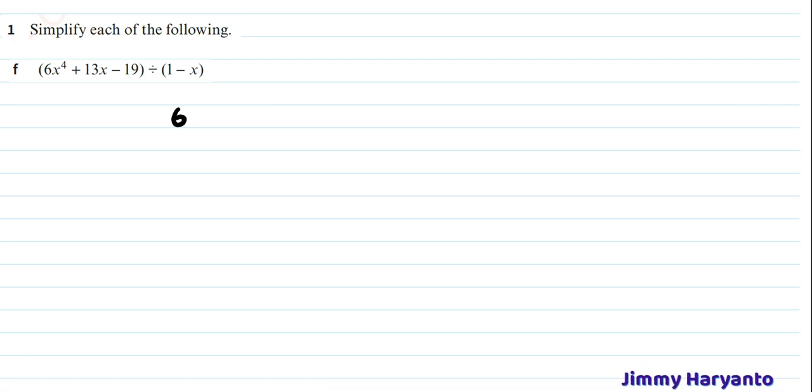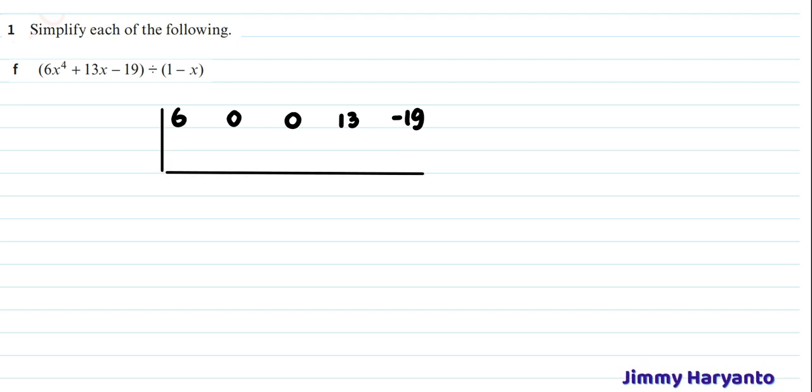We have 6x to the power of 4, and then we don't have x to the power of 3 and x to the power of 2. That means we have to write them down as 0. So x to the power of 3 equals 0, x to the power of 2 equals 0, and then x to the power of 1 equals 13, and then the constant is negative 19. Divided by 1 minus x, that means 1 minus x equals 0, negative x equals negative 1, x equals 1.